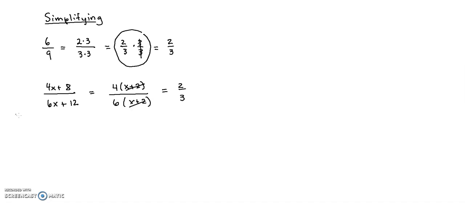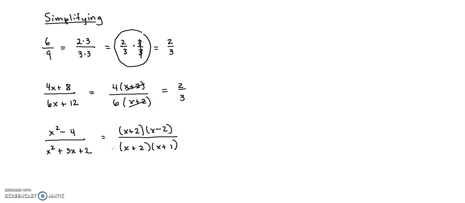All right, let's say that we've got x squared minus 4 over x squared plus 3x plus 2. Okay, so again, we can't cancel anything here because we can't cancel over addition or subtraction. So the first thing that we're going to do is factor. So the top is a difference of 2 squares, x plus 2, x minus 2. And then the bottom, this is a regular trinomial, so we're looking for factors of 2 that add up to 3. So x plus 2, x plus 1 should work. They multiply to be 2, and they add to be 3.